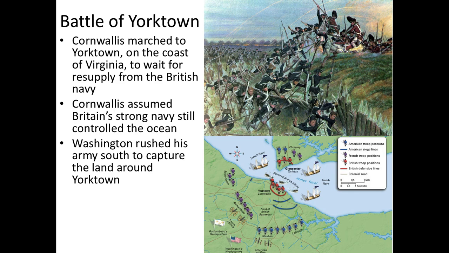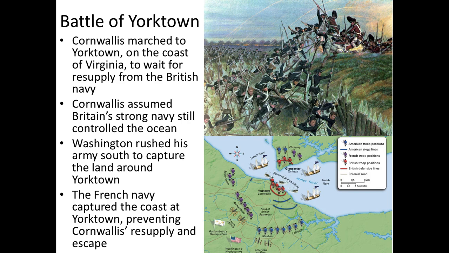So again, Washington and French allies are going to join together to surround Cornwallis at Yorktown, prevent him from getting resupplied, prevent him from being able to escape, and he had thousands of troops. If Cornwallis fails here, then it's basically the end of the war. It would be such a loss for the British military that they would not really realistically be able to recover. So again, the French Navy had already captured the coast along Yorktown, no resupply for Cornwallis, and no escape. If he tried to escape on land, he's going to meet Washington and other French troops.